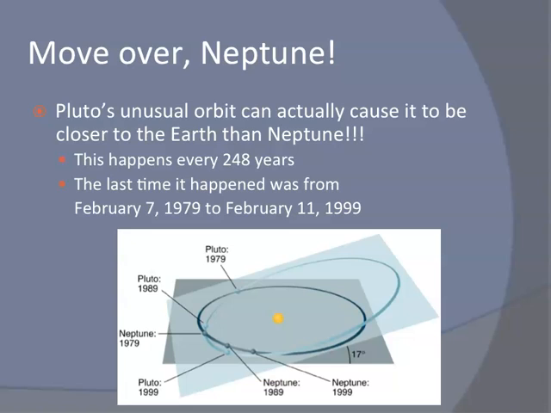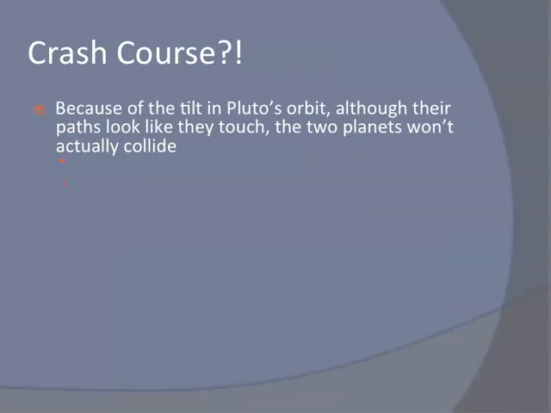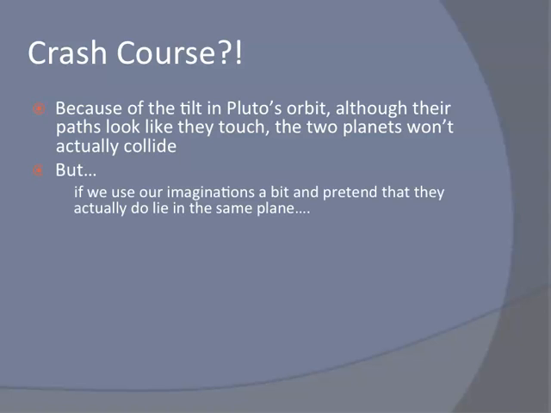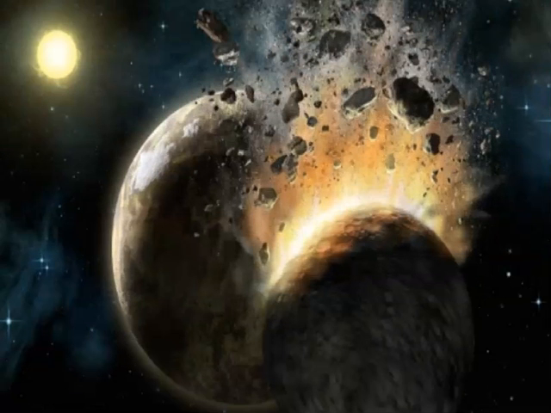Now, because of the tilt in Pluto's orbit, although their paths look like they touch, the two planets won't actually collide with each other. But what if we use our imaginations a bit and pretend that they actually do lie in the same plane? Then, boom, the two planets would actually collide.